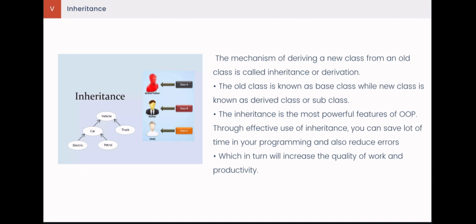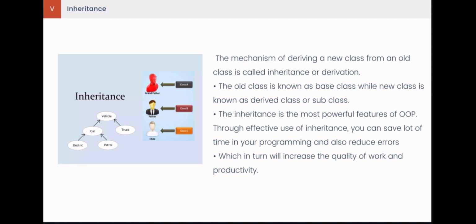The third pillar is inheritance. The mechanism of deriving a new class from an old class is called inheritance, or we can say derivation. The old class is known as the base class, while the new class is known as the derived class or subclass. Inheritance is the most powerful feature of OOP.